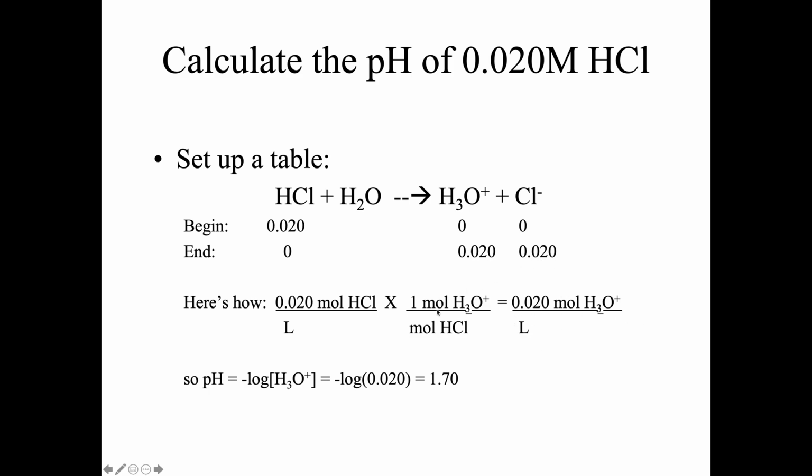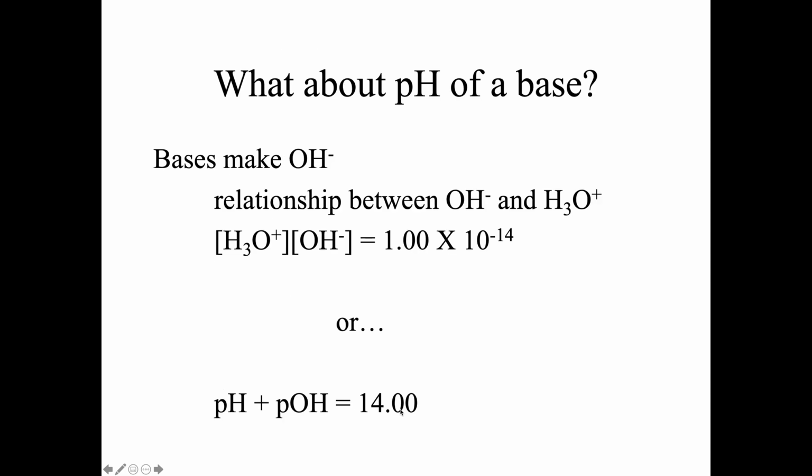All right. Then to calculate the pH, pH is the negative log of the H3O plus, which is the negative log of 0.020 in this case. So this is something you do on your calculator. Just take the log of 0.02 and then drop the negative.